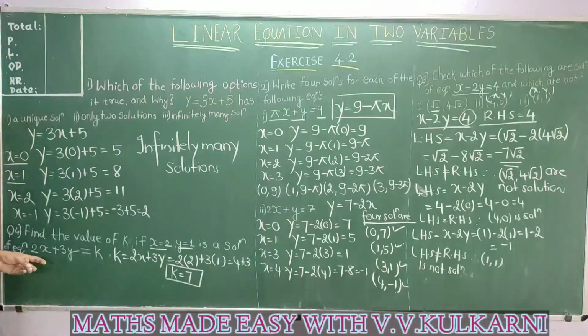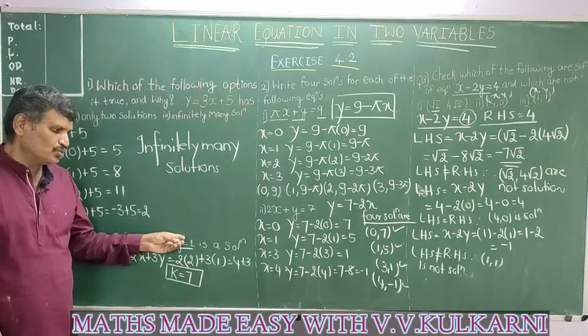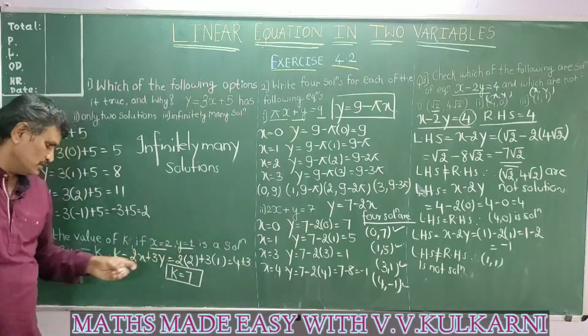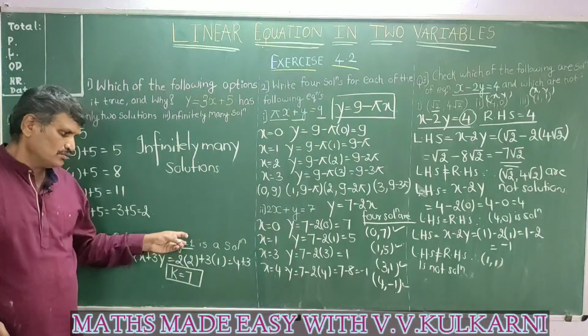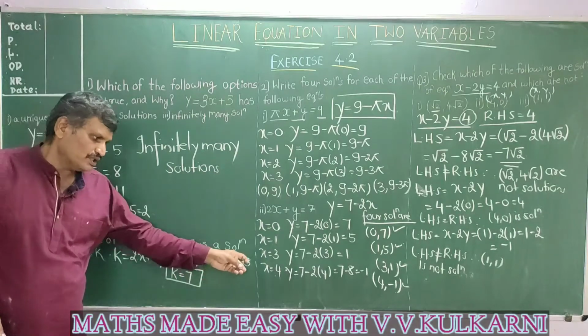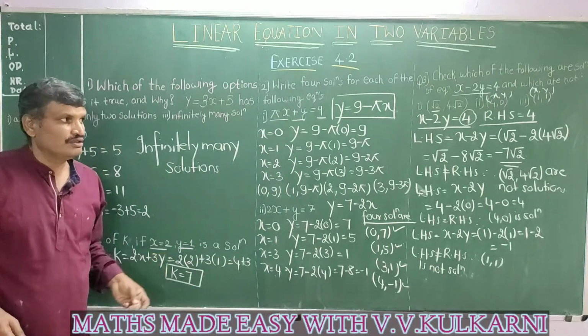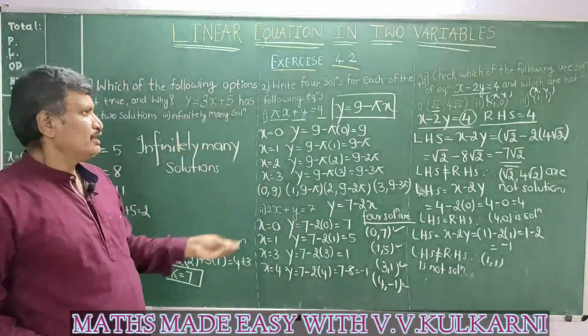Simply what you have to do, what is the question? Find the value of k if x is equal to 2 and y is equal to 1 is the solution of 2x plus 3y equal to k. In that case, put the value of x as 2, put the value of y as 1, 4 plus 3 is equal to how much? 7. So I hope children you might have understood it.